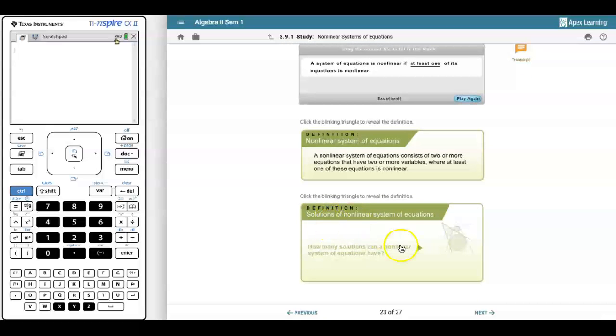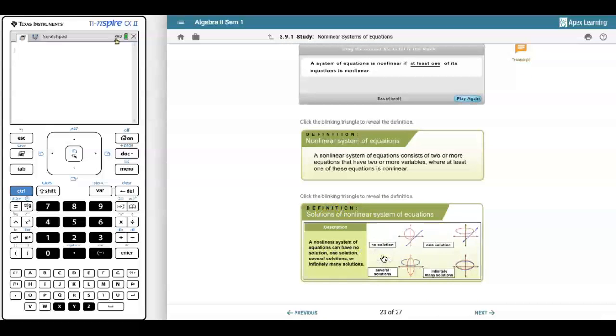So in order to solve this, we could look at a couple things. You can have something with no solution where they don't touch. You can have something with one solution where they only cross in one place. You can have infinitely many, meaning they're the exact same thing, or you can have several solutions, multiple.